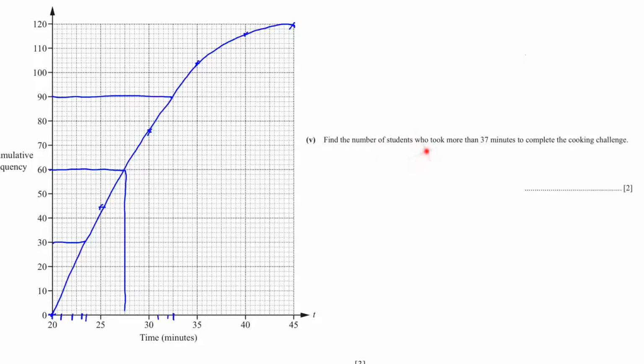Find the number of students who took more than 37 minutes to complete the cooking challenge. 37 is here, so 37 is this point here, and the corresponding cumulative frequency will be 110. So these are the number of students who took more than 37 minutes, which are 10. Again, you have been given a range from 8 to 12, any whole numbers that could be the right answer.